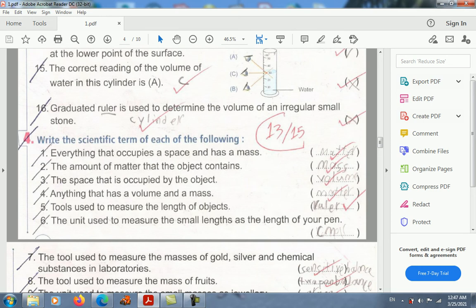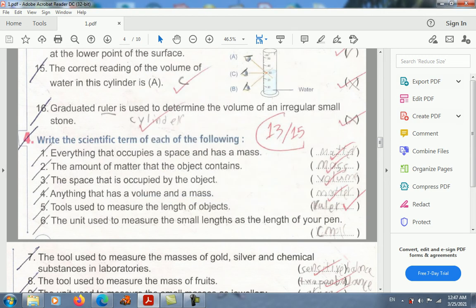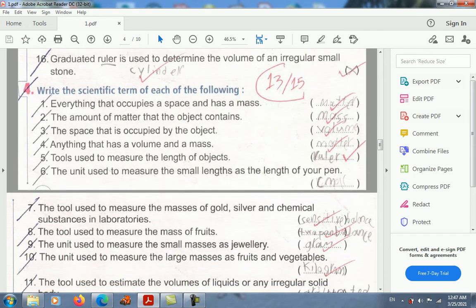15. Regarding the figure that you see, the correct reading of the volume of water in this cylinder is, of course, it's going to be C, not A. So the answer mentioned here is wrong. It's not A, it's C. The C is the best view for you to get the correct reading. 16. Graduated ruler is used to determine the volume of an irregular small stone. Wrong, it's the cylinder.